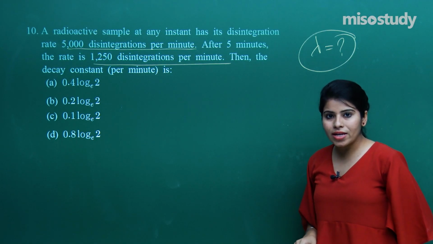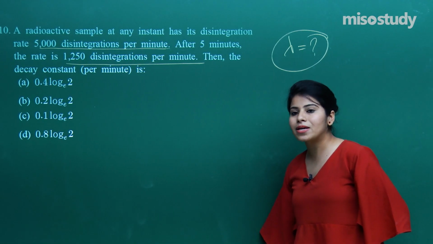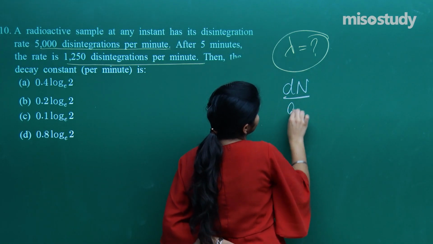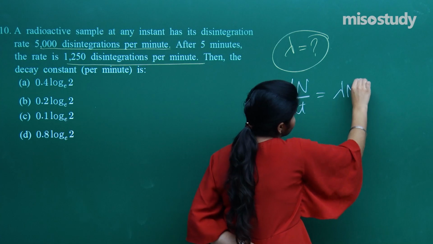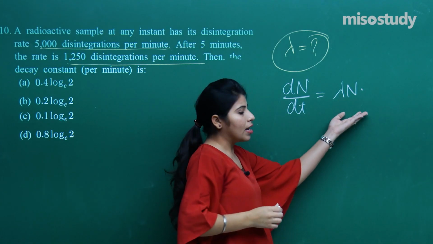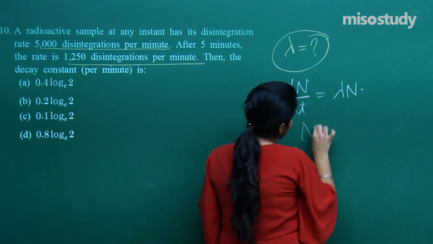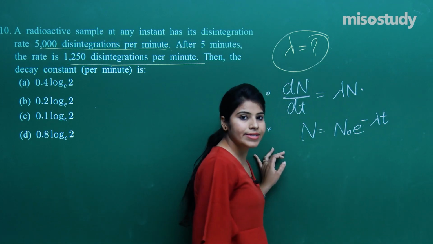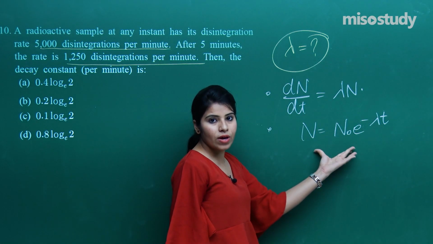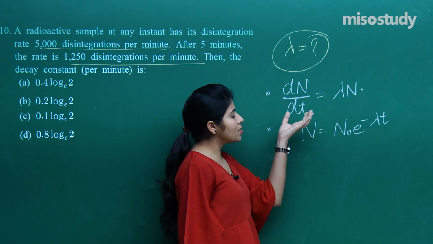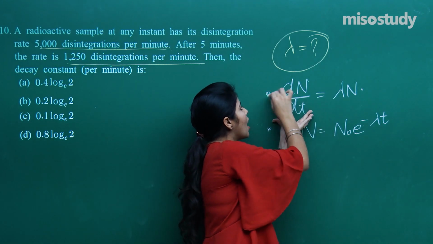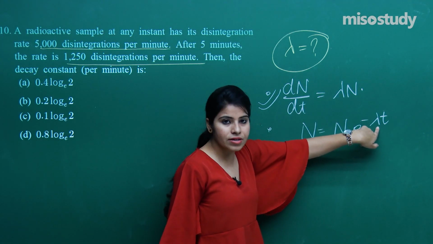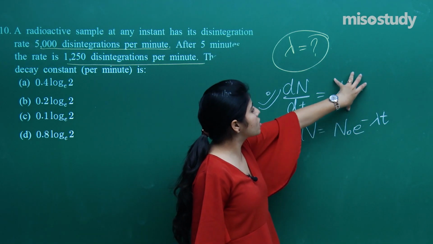Now let me just tell you one thing before beginning the question. Because they are talking about the rate of disintegration, by just reading that, I know that the rate of disintegration, or you can say the activity, is lambda N. And also you know that N equals N naught e raised to the power minus lambda t, right? So these two equations we are having. Because I have been given the rate of disintegration, and I have to find this disintegration constant, I am going to put this value over here.